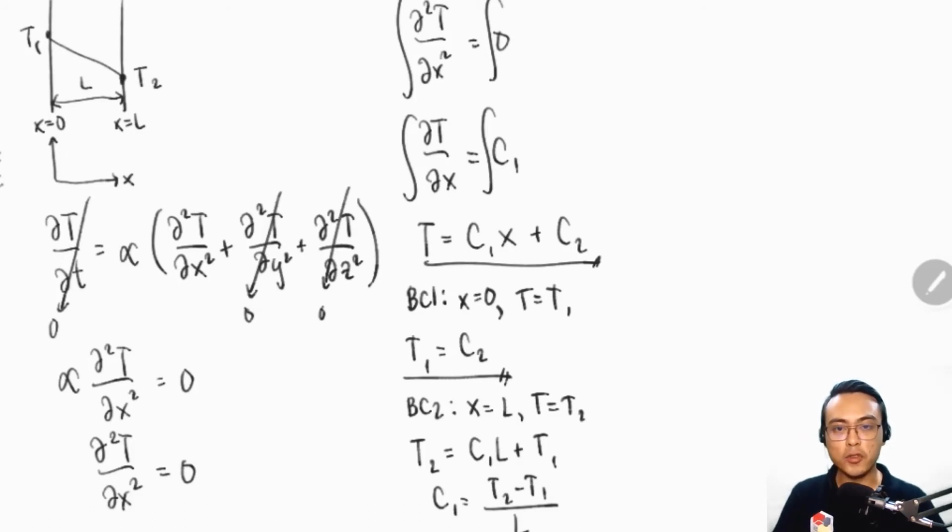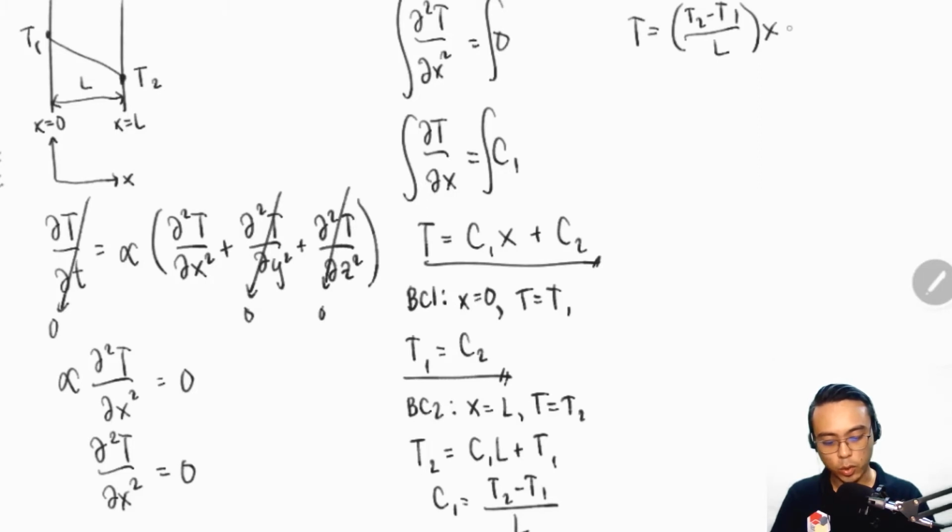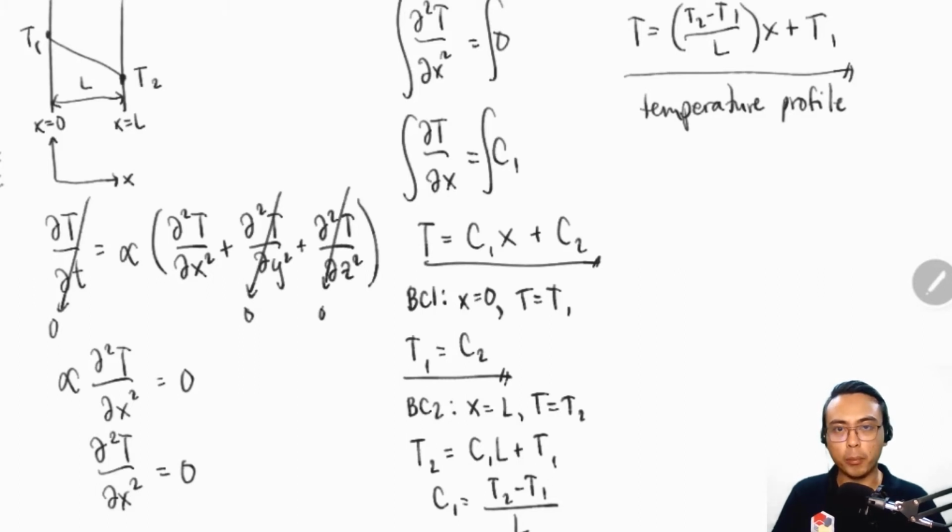Next, you can substitute the values of C1 and C2 to our temperature profile. We now have T is equal to T2 minus T1 over L times x plus C2, that is T1. This is now our temperature profile. Now, let's examine the form of our temperature profile. What type of equation is it? If you take a look at the independent variable x, its exponent is 1, meaning that our temperature profile is linear. If you take a look at our illustration, you can see that the distribution of temperature across the slab or across the wall is linear.